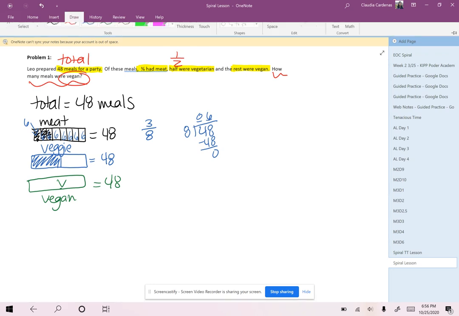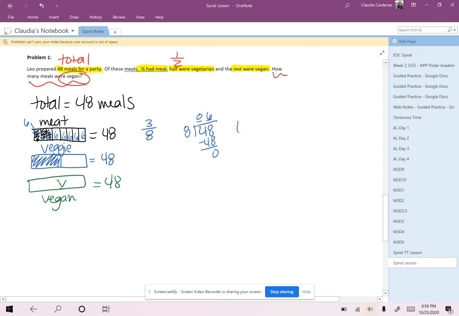But since there are only 3 of them shaded in, I could add 6 plus 6 plus 6. Or since multiplying by 3 is a quicker way to show repeated addition, that means 18 meals are meat. I'm just going to box this so far. It doesn't answer the question yet, but it does tell us exactly how many are meat. And now let's think about how many are veggie.